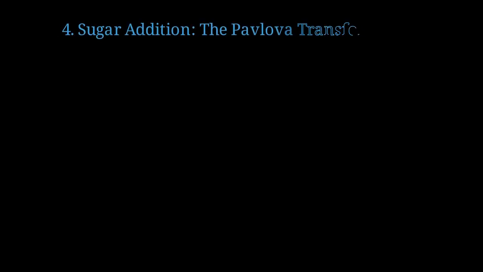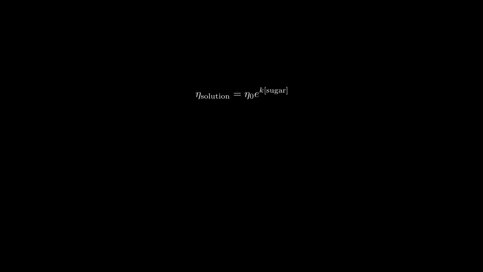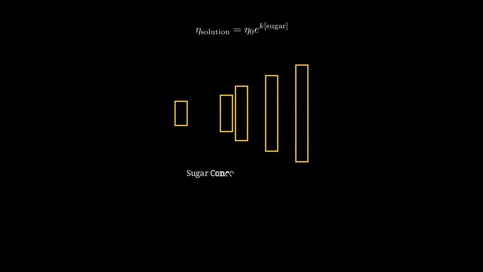Adding sugar transforms our simple meringue into something capable of the Pavlova paradox. Sugar dramatically increases the viscosity of the water phase surrounding the air bubbles. The solution viscosity equals the base viscosity times e to the power of k times sugar concentration. This graph shows how viscosity increases exponentially with sugar concentration, creating a much more stable foam structure.